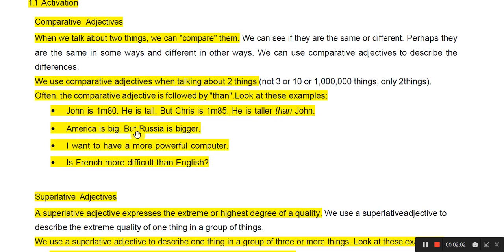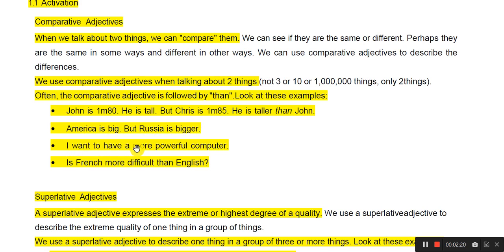America is big, but Russia is bigger. Ok, me están diciendo que América es grande, pero que Rusia es más grande. So it means that if I have ER, it means más. Es más grande. Pero estamos comparando siempre America and Russia.